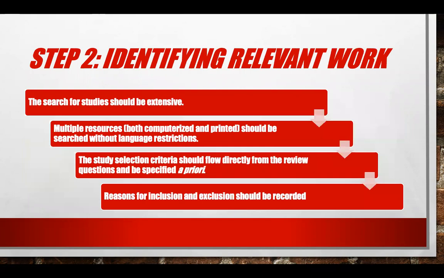So step 2 is identifying relevant work. The search for studies should be extensive. Multiple sources, computerized and printed, should be searched without language restriction. The study selection criteria should flow directly from the review question and be specified a priori, and reasons for inclusion and exclusion should be recorded.